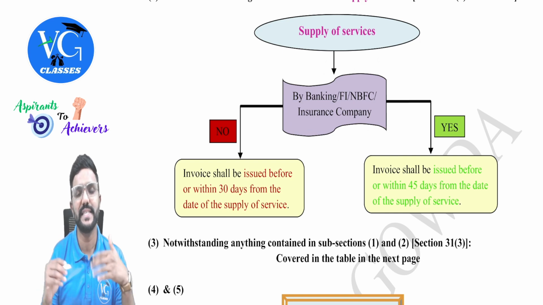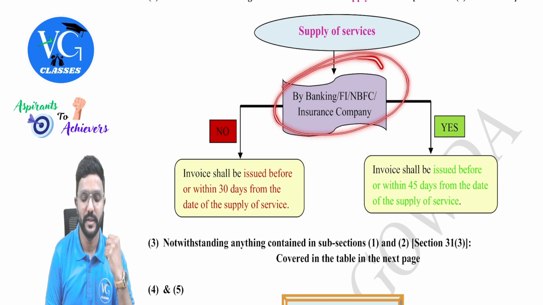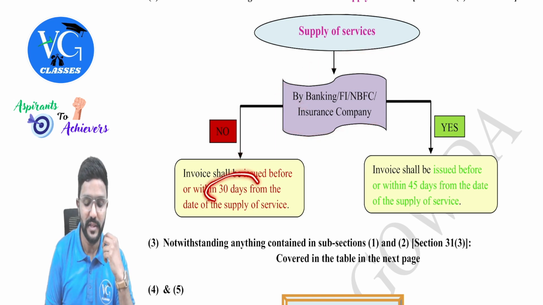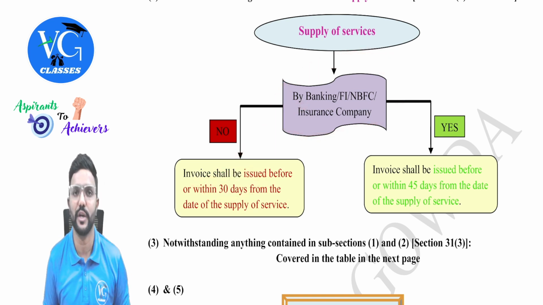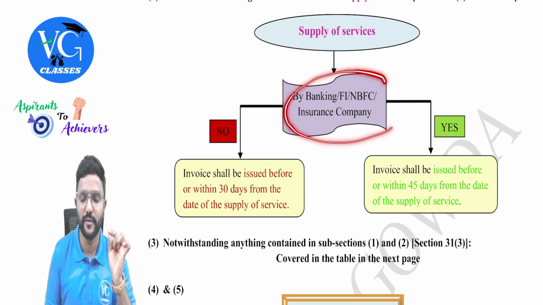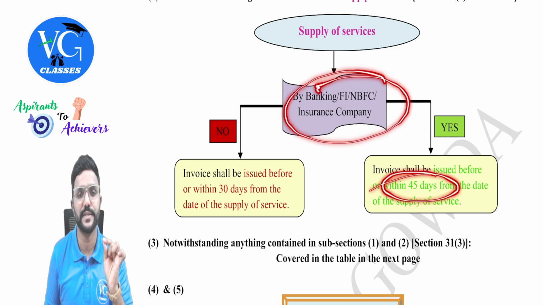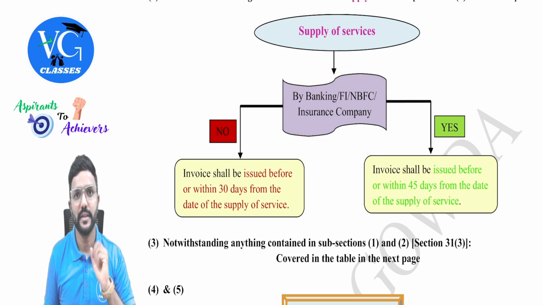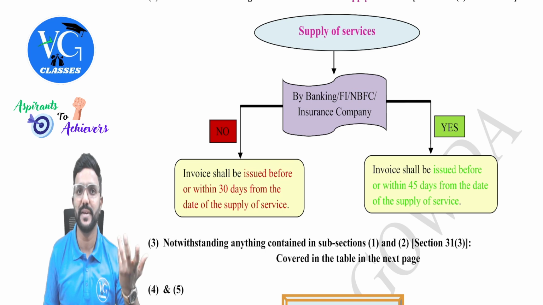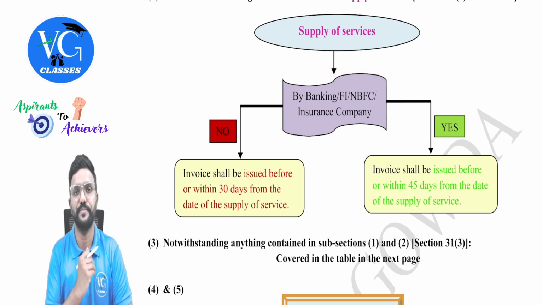Sir, what if the supplier is any other person other than them? Then the invoice has to be issued within 30 days from the date of supply of service, guys. If in the question they have clearly mentioned that the supplier is one of the following persons, then go with 45 days. If the question is silent, then you can always go with 30 days, guys. Consider that the supplier is any person other than these.